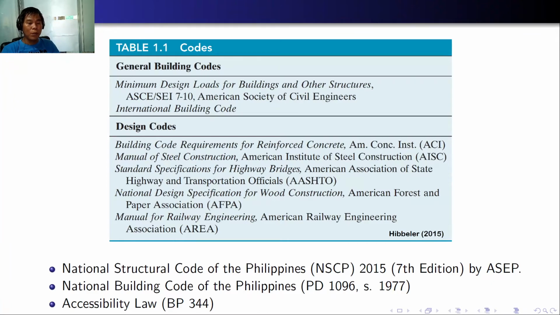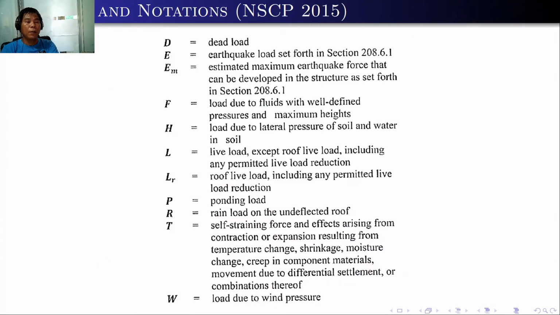In the Philippines, we use the National Structural Code of the Philippines. We call it the NSCP. This is the Bible of structural engineering in the Philippines. Also, aside from NSCP, there is the National Building Code of the Philippines, the PD 1096 series of 1997, which the Office of Building Official are using. And also we have the Accessibility Law, or the BP 344.